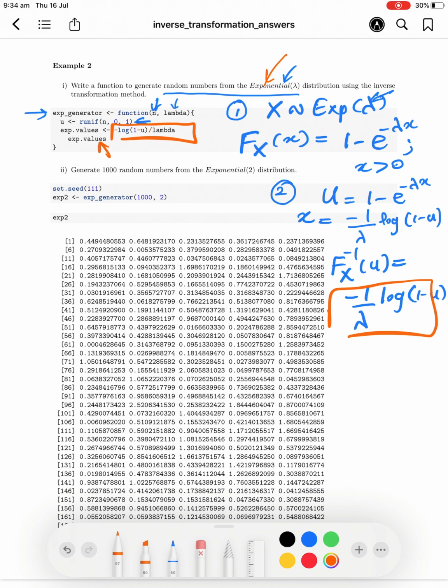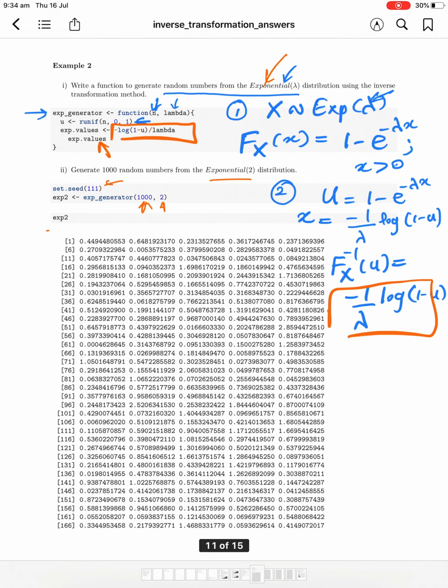So here I generated 1000 random numbers from the exponential distribution with lambda. To make the results reproducible, I set the seed to 111. And now we call exp generator with 1000 and 2. You will get 1000 random numbers like this.